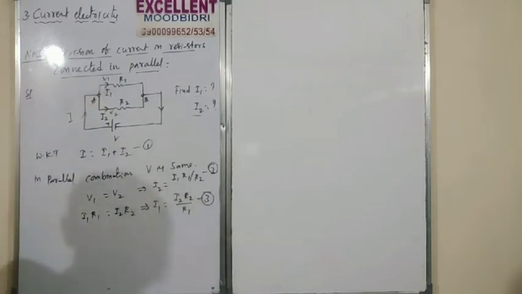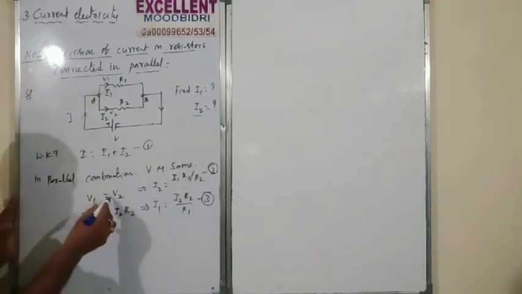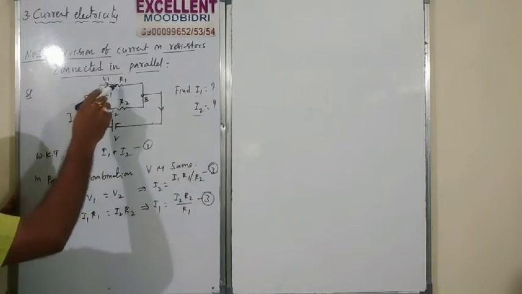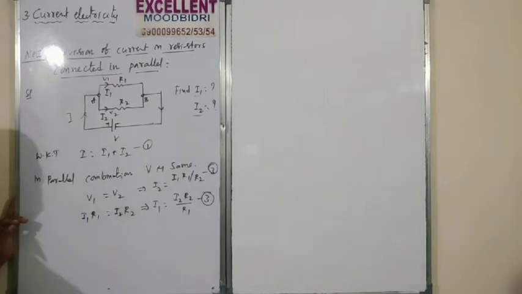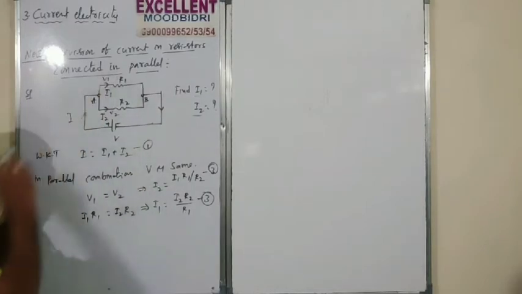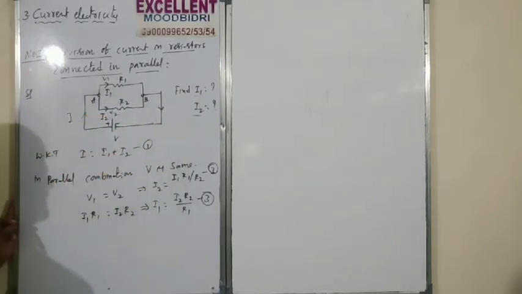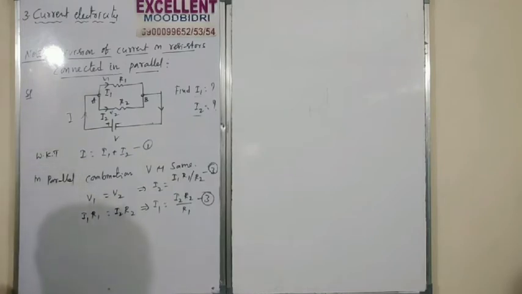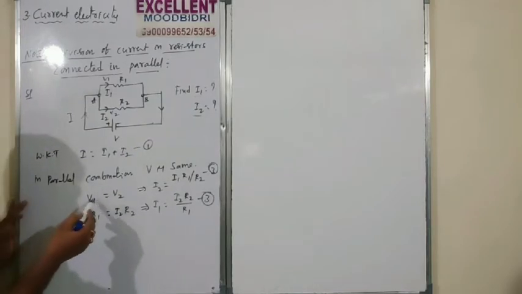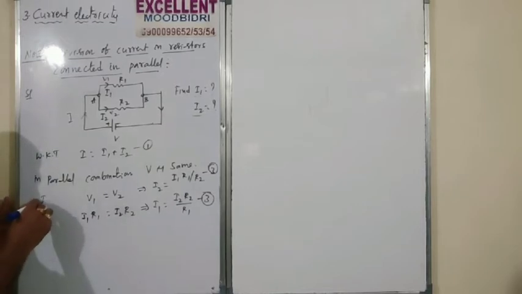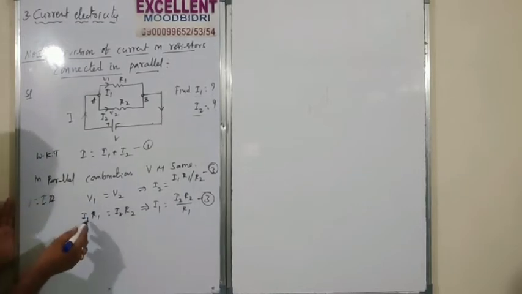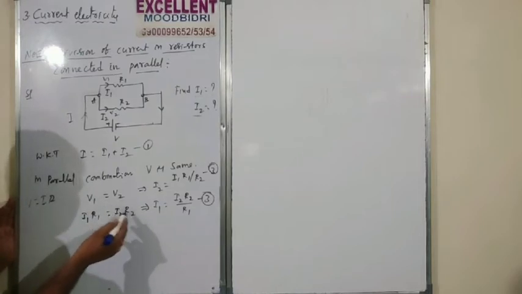Correct? That is why V1 is the potential across R1, and V2 is the potential across R2. The potential difference is the same, V1 is equal to V2. So the V formula, you know what that is, I into R only, no? V1 is equal to I1 R1, which is equal to V2, that is I2 into R2.